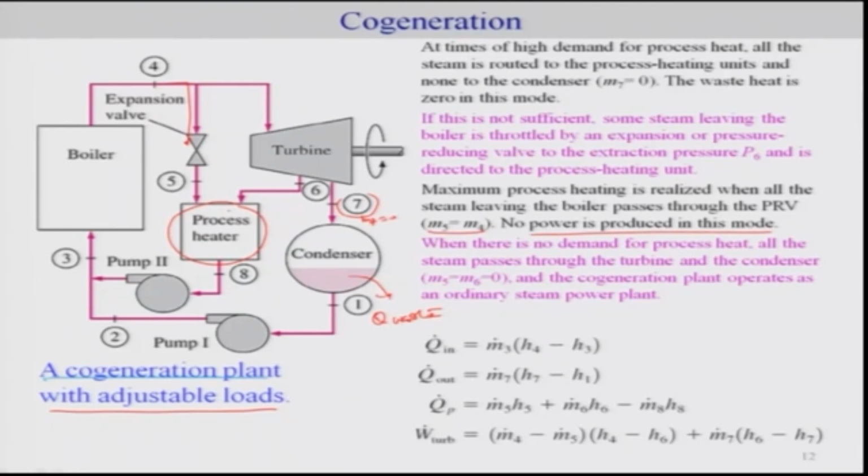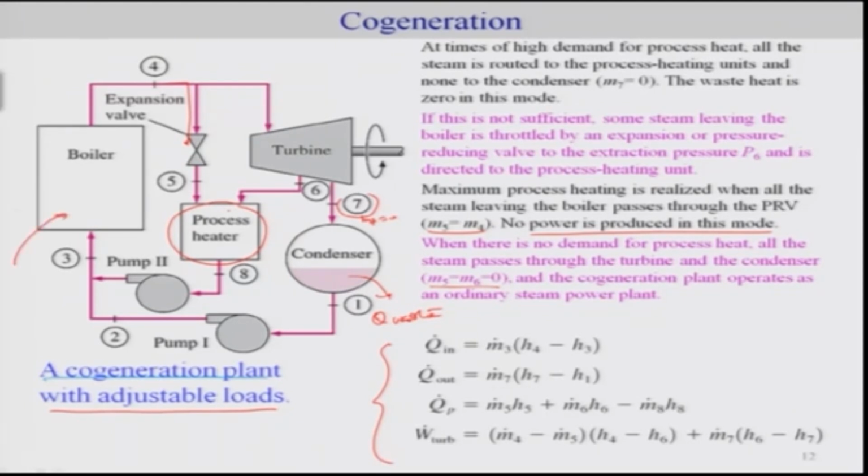For example, if you don't need your process heat, then you make this M5 and M6 to be 0, which is your other possibility. In that case, the cogeneration plant will work like a simple and ordinary steam power plant.